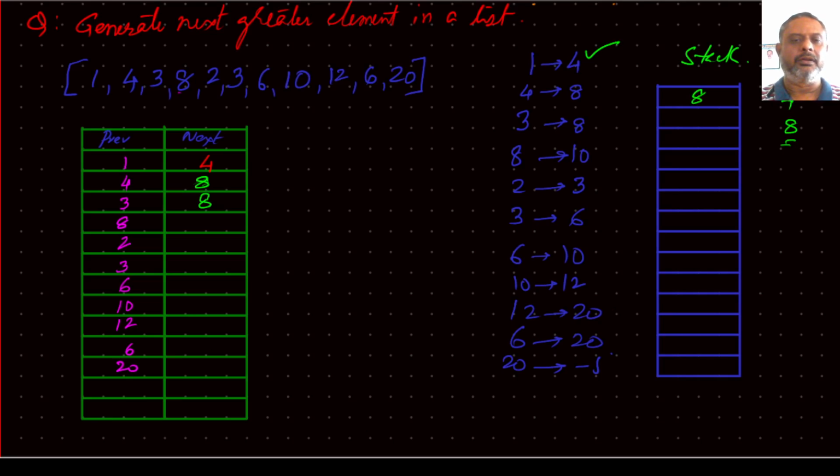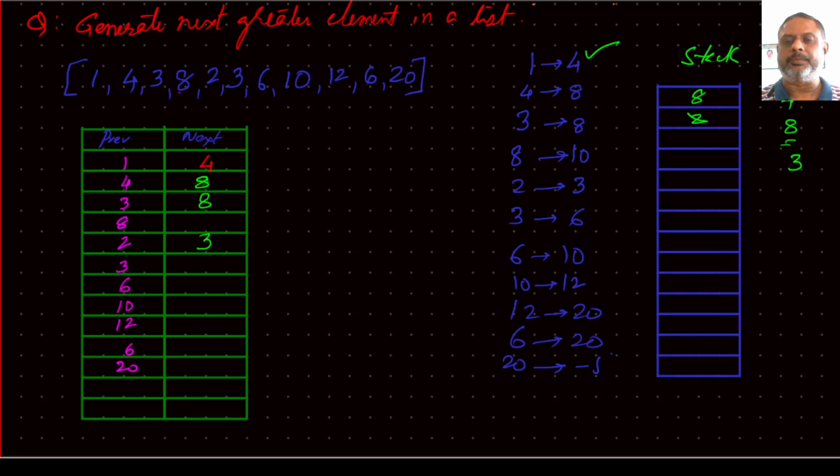Next, who comes? 2 will come. Is 2 greater than 8? No. Then push. Then 3. Is 3 greater than top of the stack? Top of the stack now is 2. Therefore, 3 is greater than top of the stack. Of course. Therefore, the next value for 2 is 3.